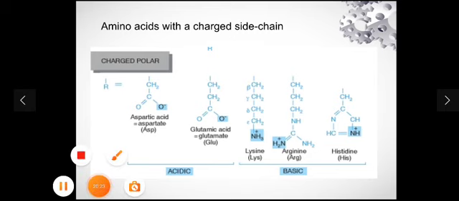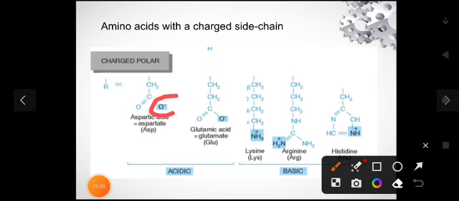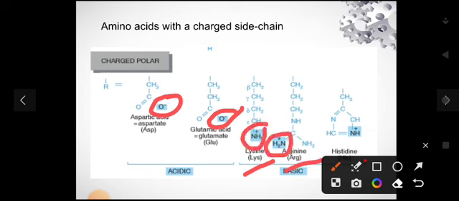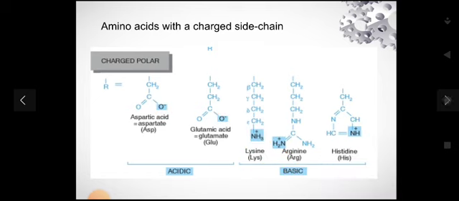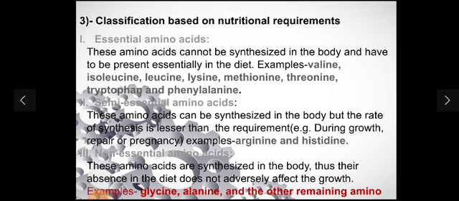When you look at the structure, look at the oxygen that you have in aspartate. This oxygen is negatively charged in aspartate and glutamate, and remember we say they are acidic. But what you have in lysine and arginine, you can see they are positively charged. And also that of histidine, you will see that they are positively charged.